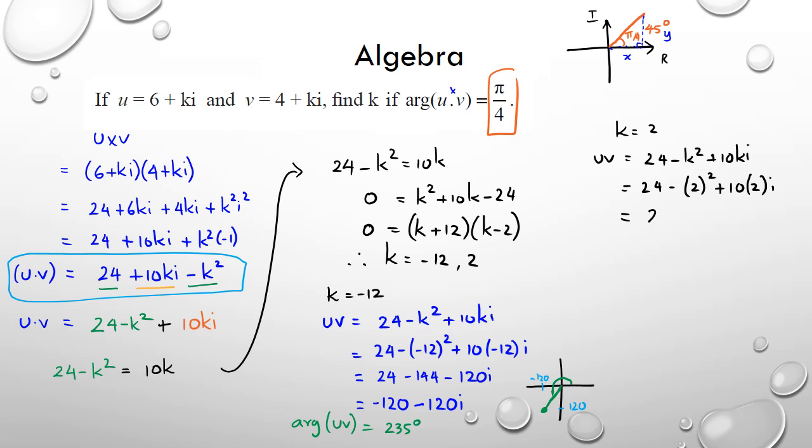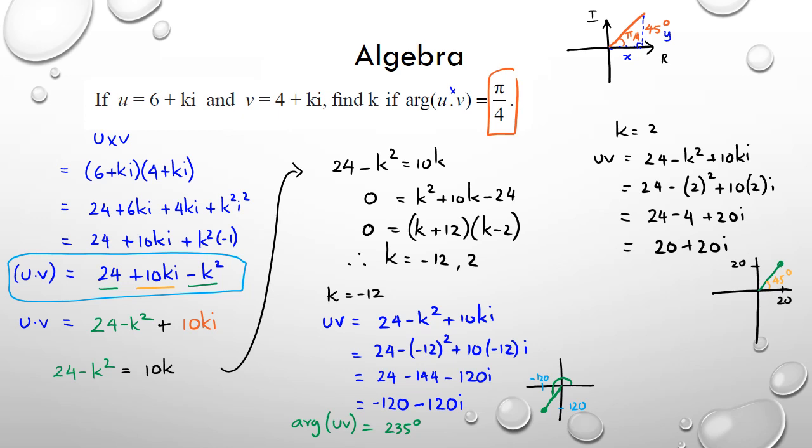What we have is 24 minus 4 plus 20i, which equals 20 plus 20i. Now, if I was to plot this one, 20 will be here, 20 will be here, and this is the complex number. As you can see, right now this is 45 degrees because the x part and the y part are the same.